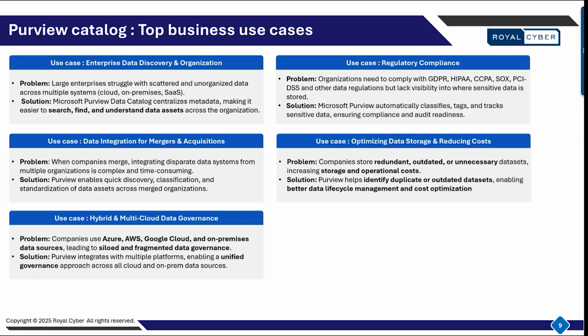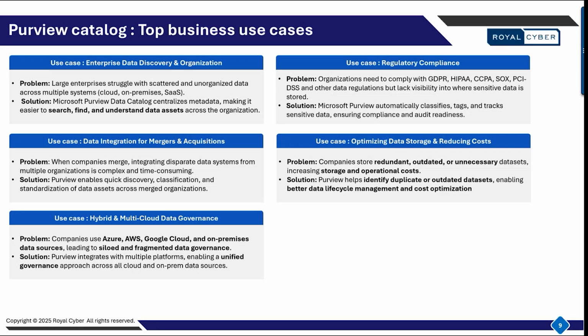Moving on, the top business use cases for Purview Catalog. In today's data-driven world, organizations face many challenges in managing their data efficiently. We see so many examples where data is scattered across multiple platforms, like cloud services, Azure, AWS, GCP, on-prem databases, and SaaS applications, making it very difficult to search, find, and use data effectively. Microsoft Purview helps solve this issue by acting as a centralized data catalog, bringing all these data assets together in one place. This improves discoverability, ensures compliance with different regulations, and enables better governance.